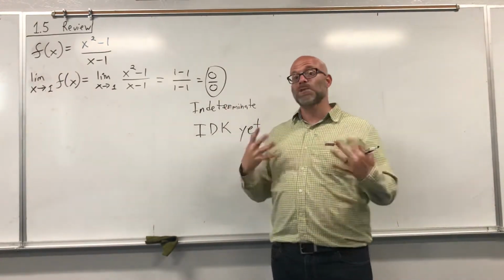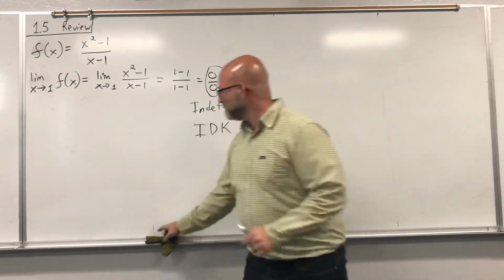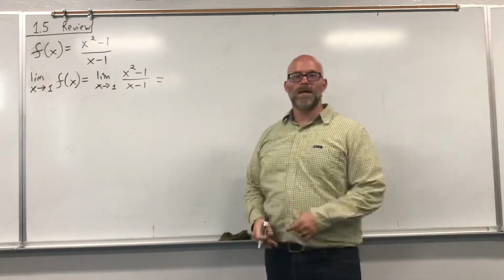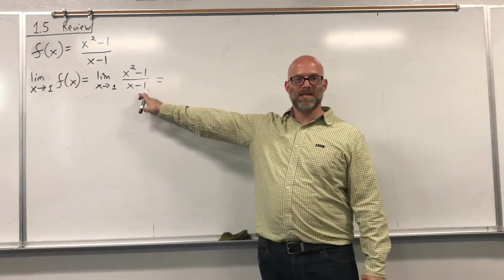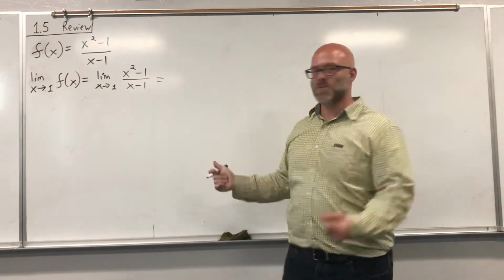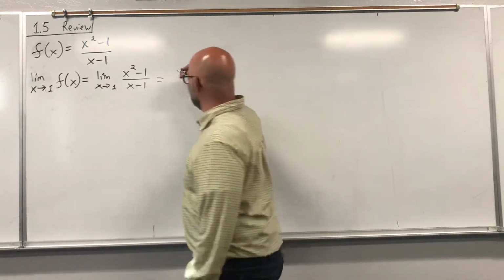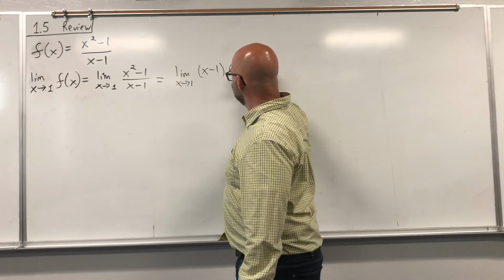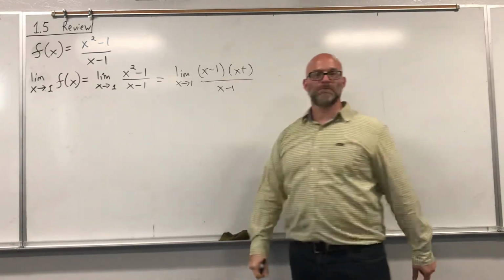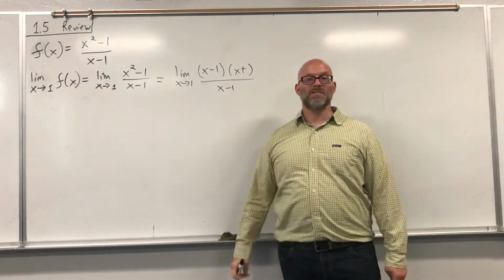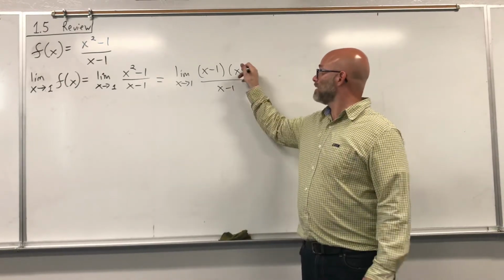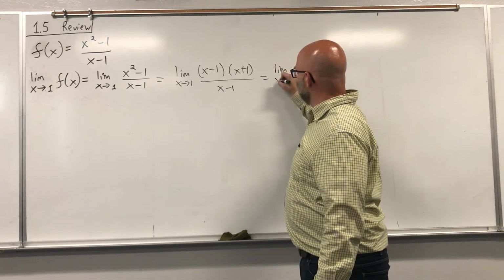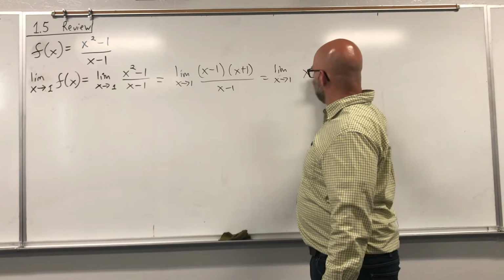When this happens and I'm taking an algebraic approach, I go back. And I say, how can I algebraically manipulate this guy right here so that this works better for me? Well, here's what I'll do. The numerator is clearly a difference of perfect squares. And you can see it already. X minus 1 divided by x minus 1 is 1. 1 times x plus 1 is x plus 1. So I could rewrite this guy as the limit as x approaches 1 of x plus 1.